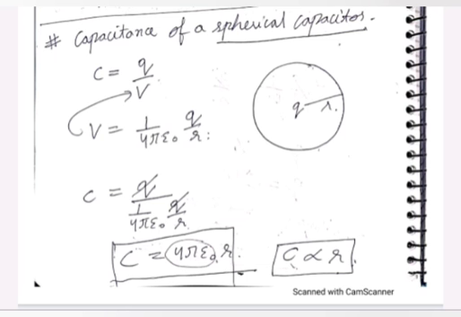Now 4 pi epsilon naught is obviously a constant, so capacitance is directly proportional to R, that is the radius of the capacitor. And this is very true because if the size or the radius of the capacitor is large, then we will be able to store more charge in the capacitor.